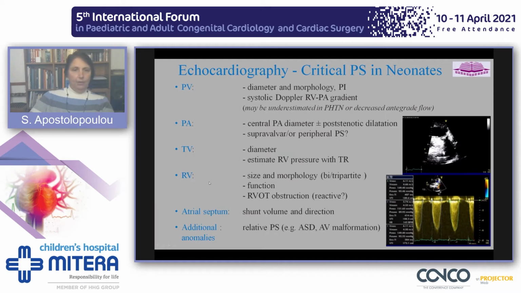Again, very important, the right ventricle, its size and its morphology. Is it bipartite or tripartite? Its function, is there RV obstruction, and whether it's a true RV obstruction or whether it's reactive. And obviously the atrial septum, is there an ASD, the shunt volume, the direction, is it left to right or right to left? And obviously check for AV malformations or whatever.